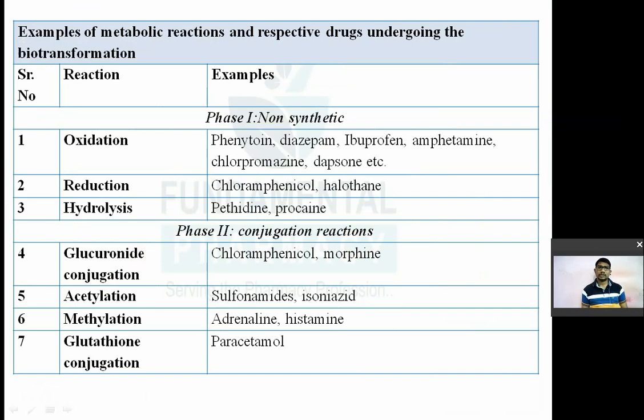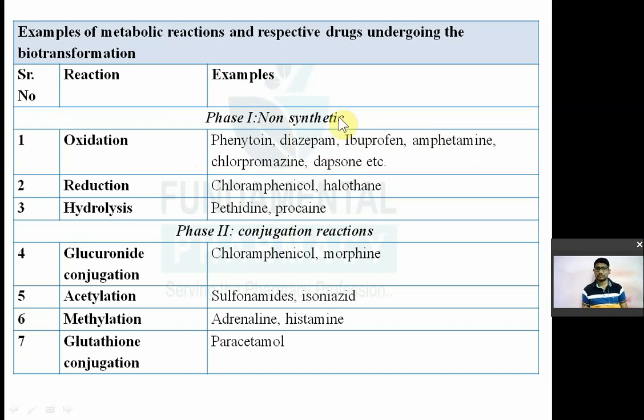In this video we are going to continue from the previous video. In the last session we saw biotransformation: what biotransformation is, its main aim, its outcome, and the different phases of biotransformation. Now in this session we will see examples of metabolic reactions of drugs undergoing biotransformation.